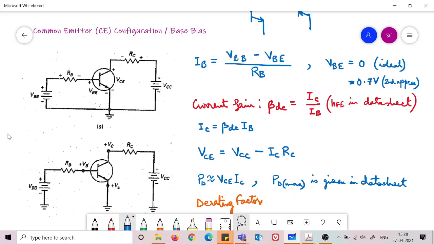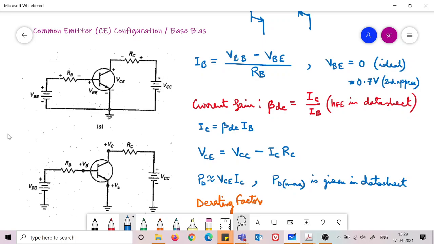In this circuit, what are the known variables and what are the unknown variables? VCC is obviously known because we have set this up. RC is known because we have connected this in the circuit. VCE is not known. VCE is the voltage between the collector and the emitter. You see, this point is the collector point, this point is the emitter point. It is the total voltage across the transistor, that is not known to us.